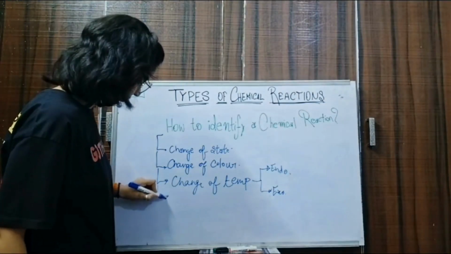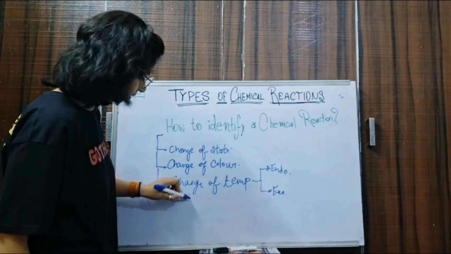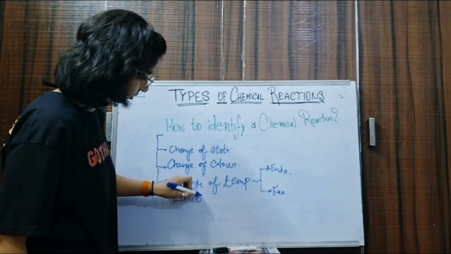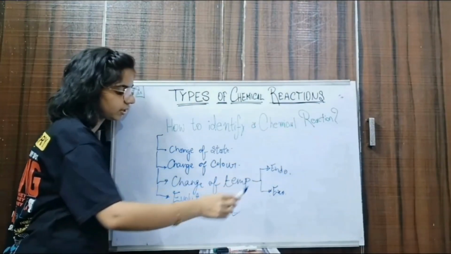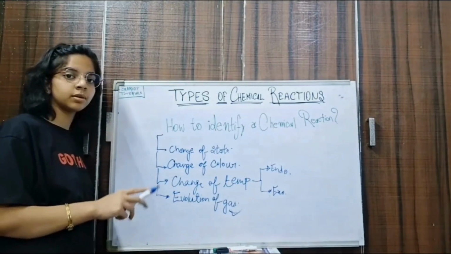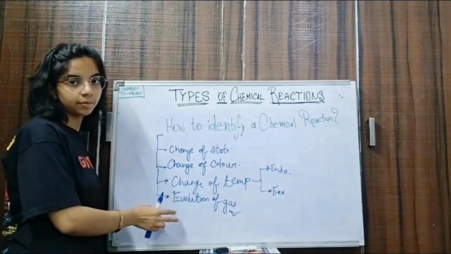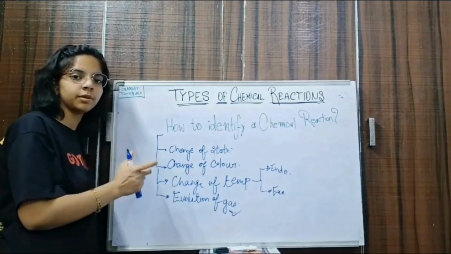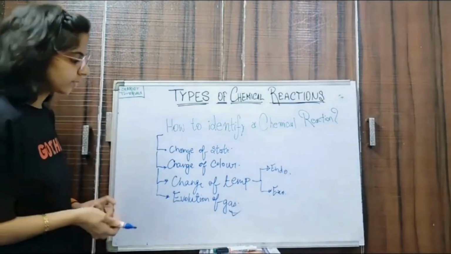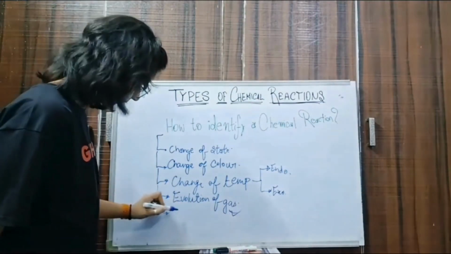Next point is evolution of gas. There are a lot more examples where different gases are released when the products are formed. So that is also a characteristic of a chemical reaction. If any evolution of gas is occurring, that means a chemical reaction has taken place. Now the last point is formation of precipitate.